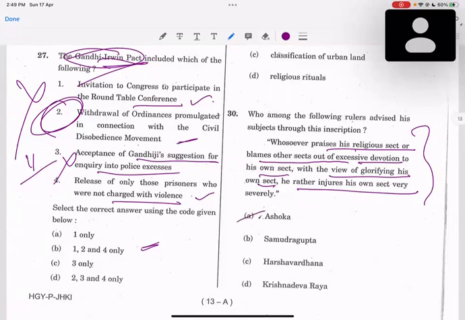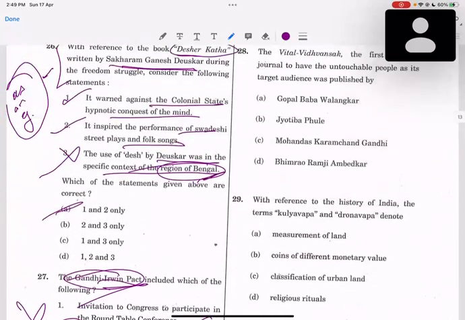So on this basis you can easily attempt this question, Ashoka, because the rest of them were not secular, although they did tolerate and promote other religions, but not as secular as Ashoka was. On this basis, it could have been attempted. But yes, if you're not sure, then leave such questions. We are not supposed to attempt all 100 questions.